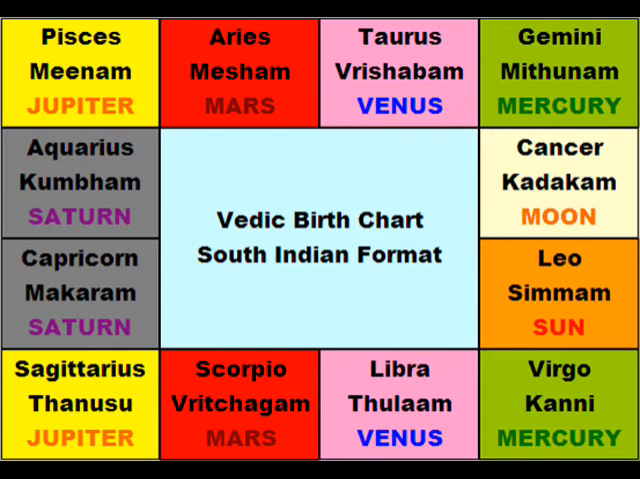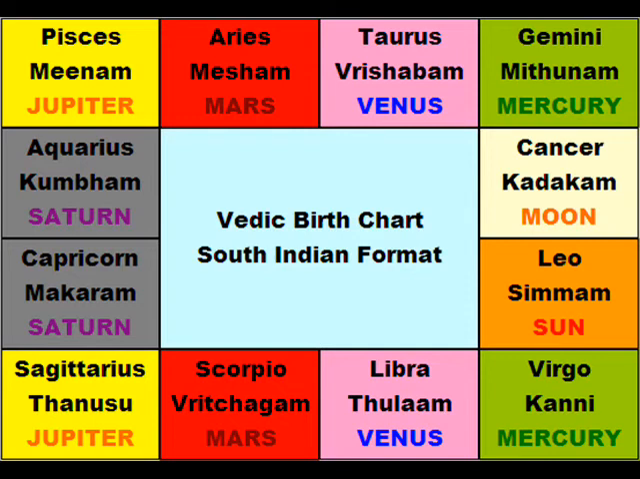Your Western sign is usually different from your Vedic sign. The Western sign follows your Sun placement in the chart, whereas the Vedic system follows the Moon placement in your chart. For example, my Western sign is Sagittarius, but my Vedic sign is Leo. So it is important to note this difference.